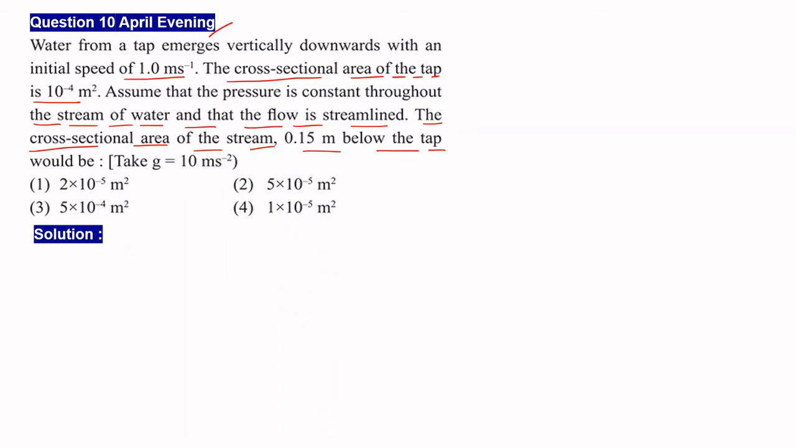So in this case, what is written? See, there is a water tap, and it is emerging vertically downward. So you can make it a tap.